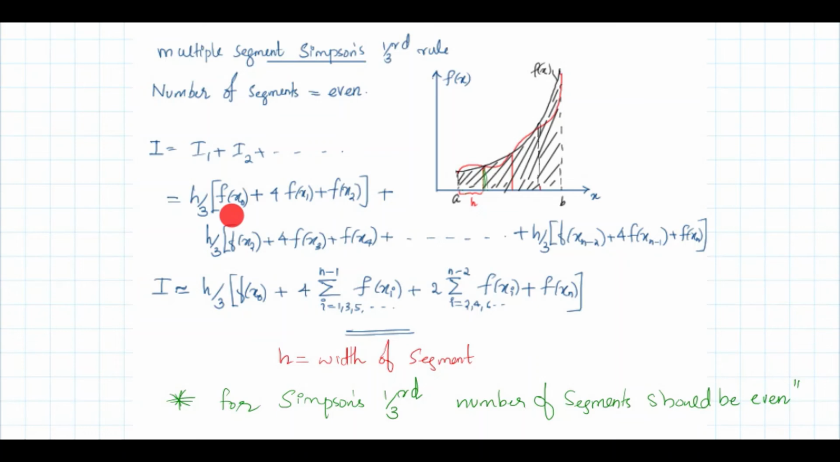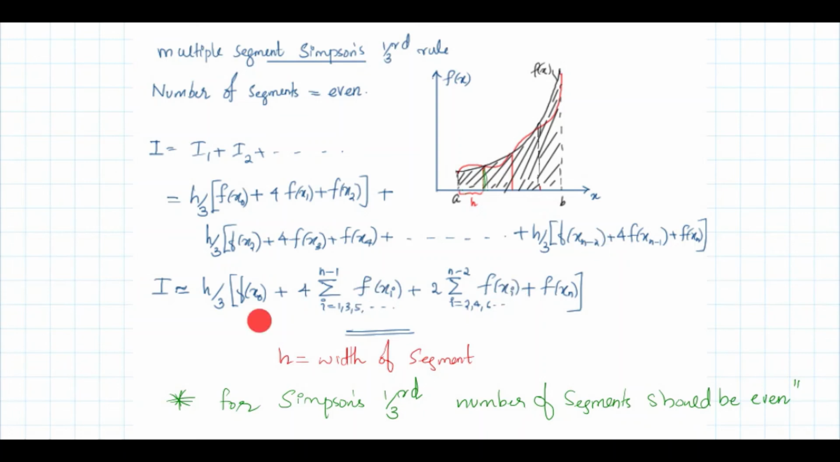Therefore, we can see that the initial point will come only once, the final point will come only once, and these points 1, 3, 5 etc. will all come 4 times, that is i equal to 1, 3, 5 etc. up to n minus 1. Then what about this f of x2? Here and here. So it is 2. F of x4 will be here and in the next one also. So these 2, 4, 6, 8 etc. up to n minus 2 will come twice.